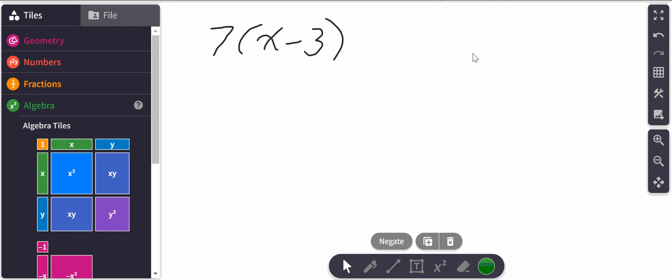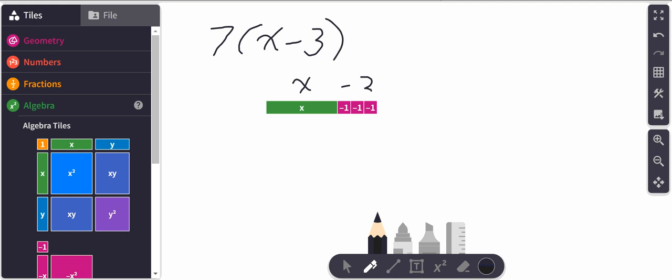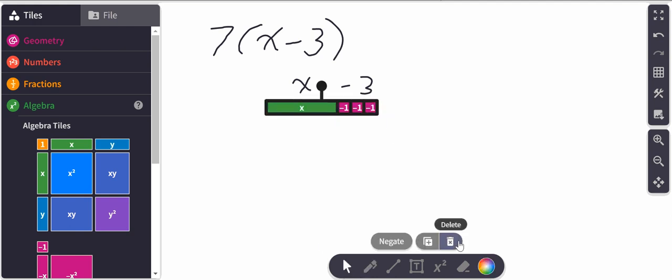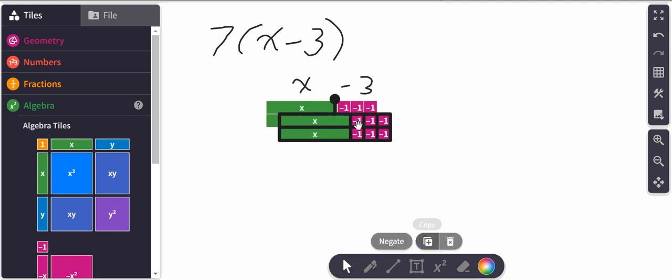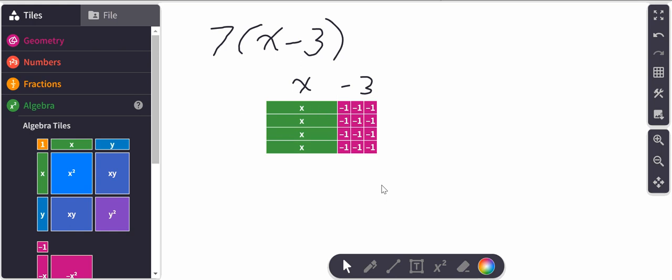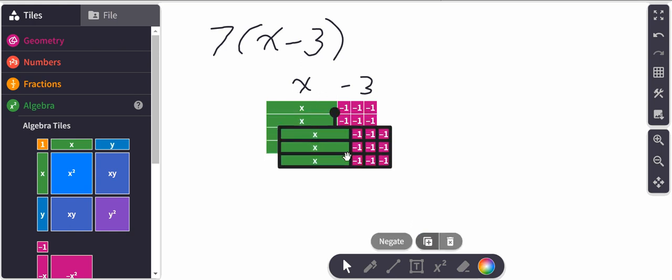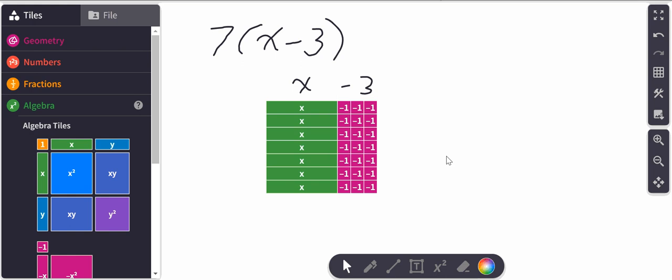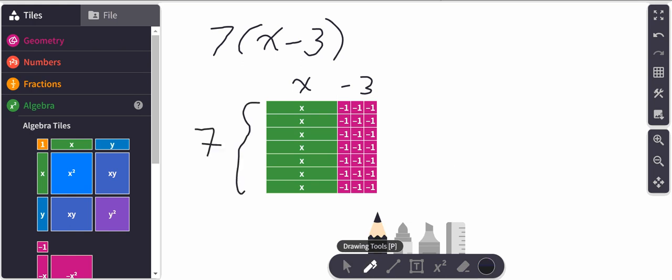show the x minus 3. So there's our x, and we have to go to the negative tiles to get minus 3. There is my x and my minus 3. So now I need 7 of those. I'm just going to highlight. I'm going to copy. Then I can do a double copy. Just goes a little bit faster. And I can copy 3 more. And now I have 7 of those.